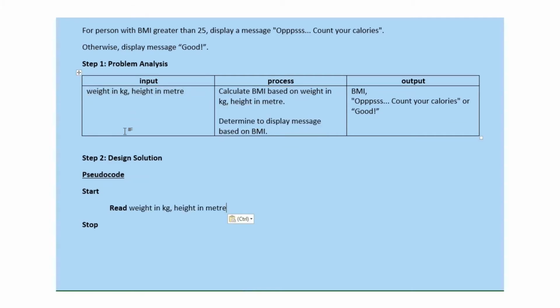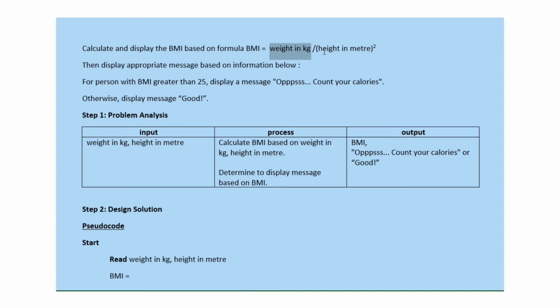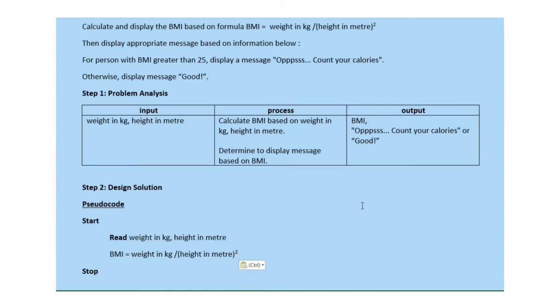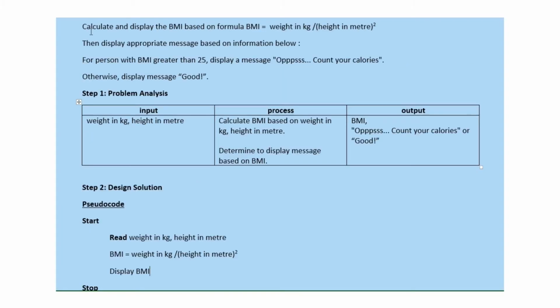Now we move to the process. The first process that we should do is to calculate BMI based on the weight in kg and height in meter, by using the formula given here. After we have finished calculating the BMI, we're going to print the BMI, so I'm going to use the word display the BMI. This is based on the first sentence in the question.